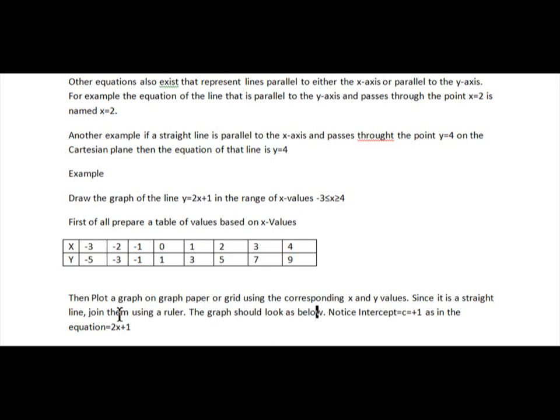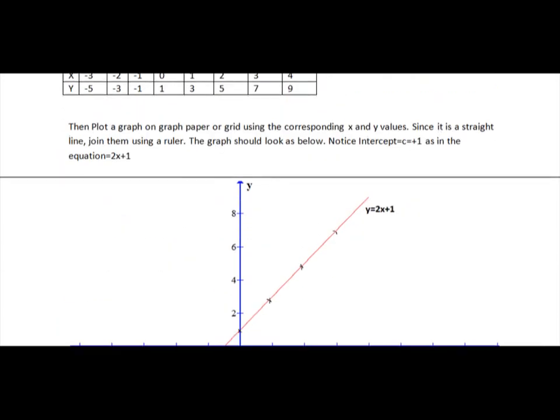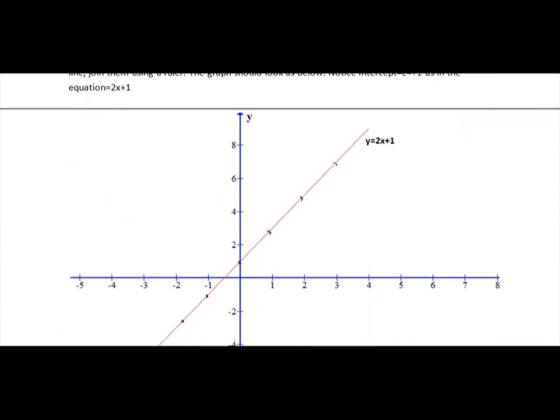Okay. You will notice that the intercept is c is equal to plus 1, as in the equation 2x plus 1. Okay, so this is what the graph will look like, and that's your intercept at the value y is equal to 1.